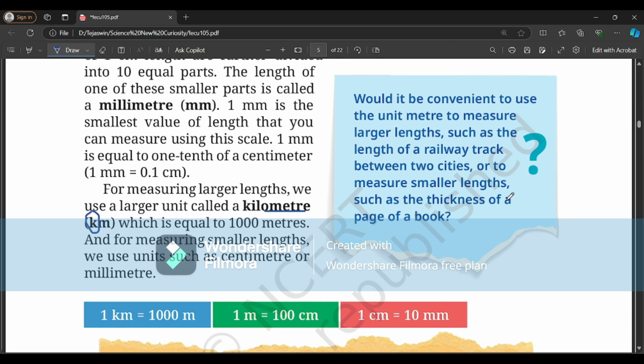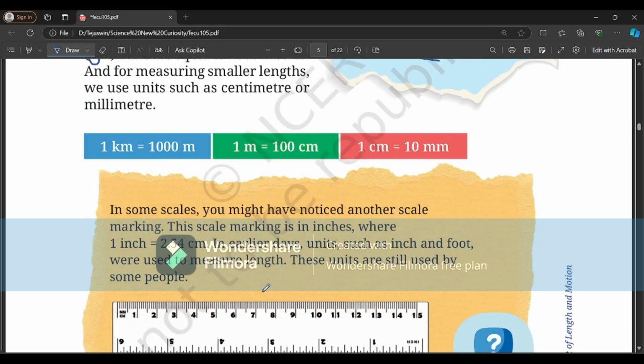Okay. So here there is a question: would it be convenient to use the unit meter to measure larger lengths, such as length of a railway track between two cities, or to measure smaller lengths such as thickness of a page of a book? So what will we use to measure thickness of a page of a book? We will use a millimeter. And when we are measuring larger lengths like railway track between two cities, we will be using kilometer, because otherwise it will be too many meters.